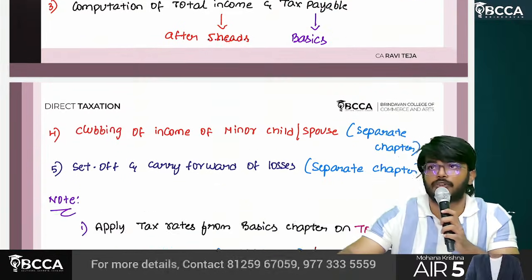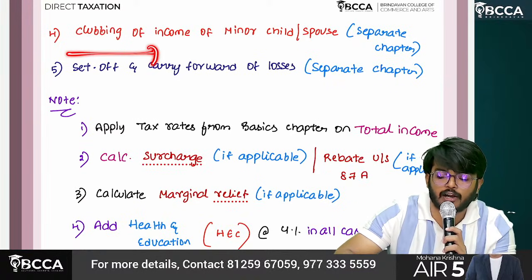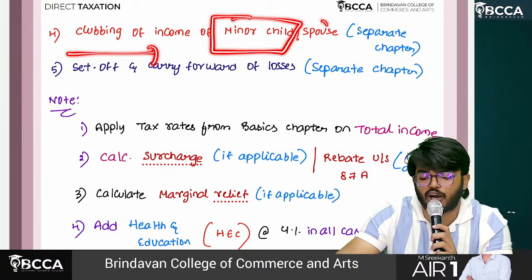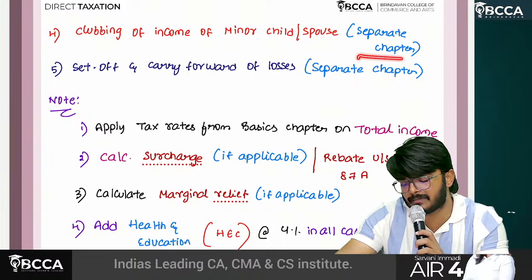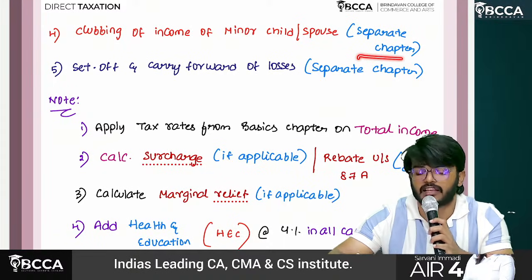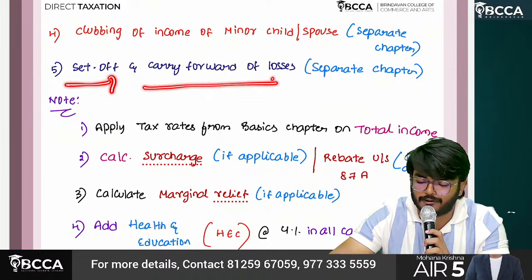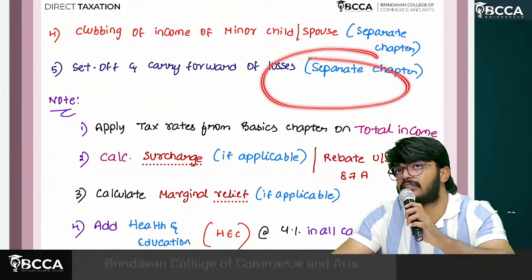Next what we have to do? We have to do the clubbing of income of minor child or spouse. Separate chapter is there. Next what we have to do? Set off and carry forward of losses, which will be discussed in a separate chapter.